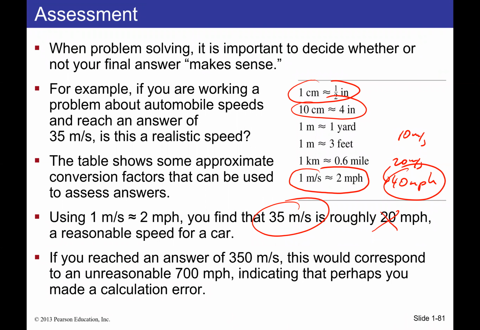But in any case, 350 meters per second is not reasonable for a car, but it's reasonable for a bullet, for example, right? Because that's roughly 700 miles per hour. So sometimes you have to understand, when you're solving for an unknown quantity, does it make sense or not? If you calculate 350 meters per second for human speed, definitely you got something wrong. If you got 5 meters per second for bullet speed, again, you probably did something wrong.